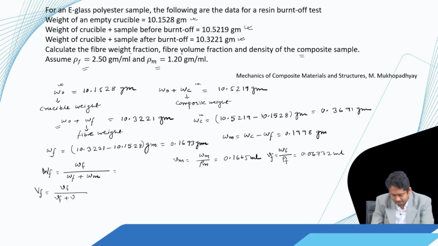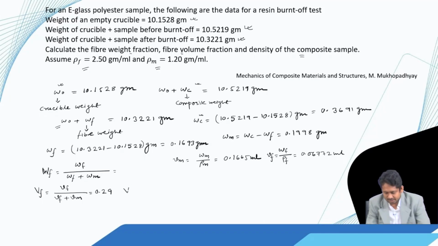So, with this we can find out the fiber volume fraction, which is volume of fiber divided by volume of fiber plus volume of matrix, and that comes out to be 0.29. And we can find out the matrix volume fraction, that is volume of matrix by the composite volume, that is volume of matrix plus volume of fiber, and if we do that, the result that we get is 0.71.